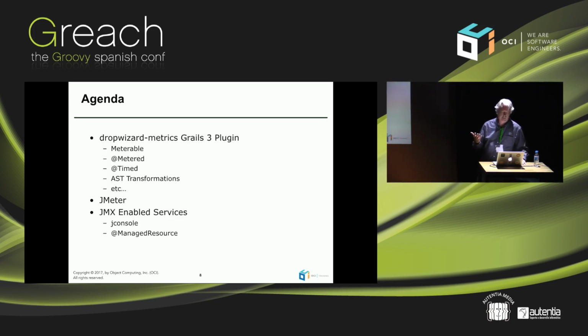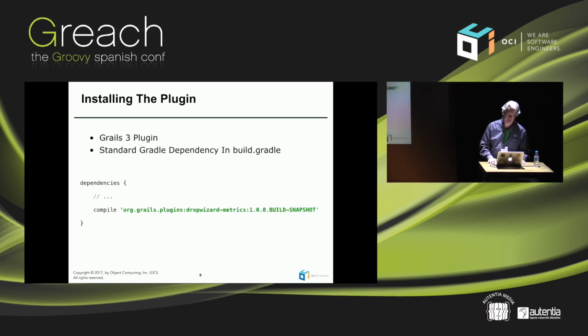The plugin that I'm going to talk about we've called the Drop Wizard Metrics plugin because it's built on top of the Drop Wizard library. We'll see what a little bit of that looks like. Some of the specific things in the plugin that I'm going to talk about are a Meterable trait and a couple of annotations called metered and timed. We'll talk about AST transformations, and also see how tools like JMeter and JConsole can be used in conjunction with a Grails 3 application. Let's just jump right into it.